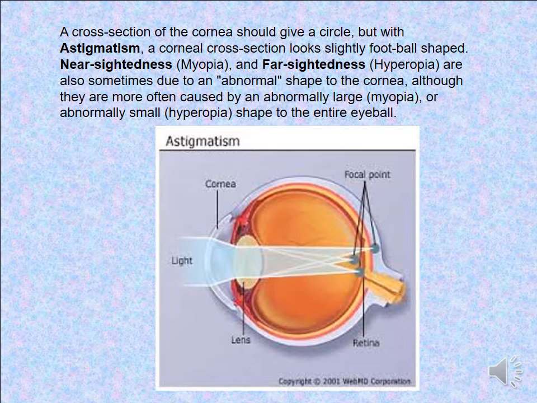We have two conditions called nearsightedness and farsightedness. Nearsightedness is myopia. Farsightedness is hyperopia. They are also sometimes due to an abnormal shape of the cornea, although they are more often caused by an abnormally large eyeball in myopia or an abnormally small eyeball in hyperopia.